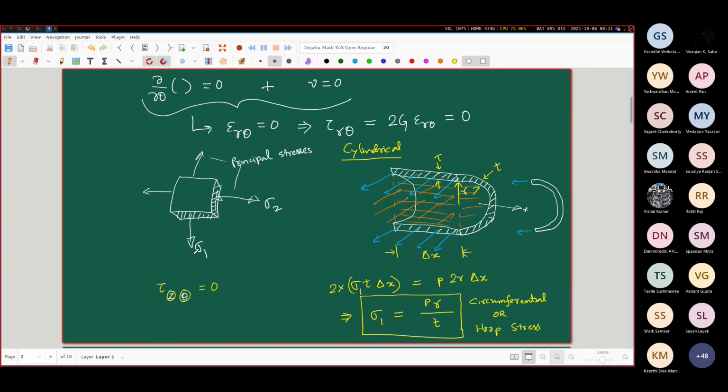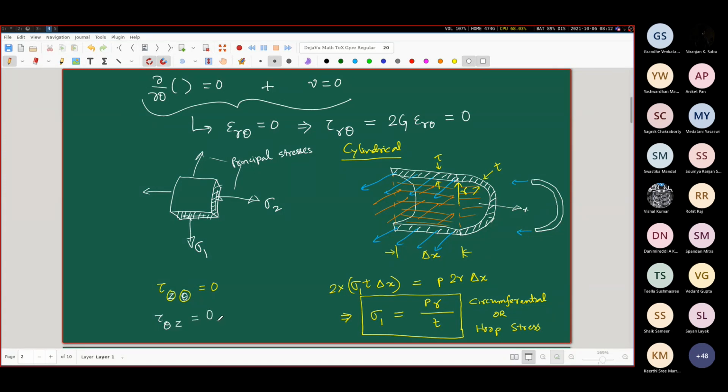Okay. Tell me about this one. What is this? Oh, well, the direction is wrong. This one. What is this plane perpendicular to? Theta. So theta axis. And what is it along? Z. Yeah. So this is actually tau theta z, that kind of thing.